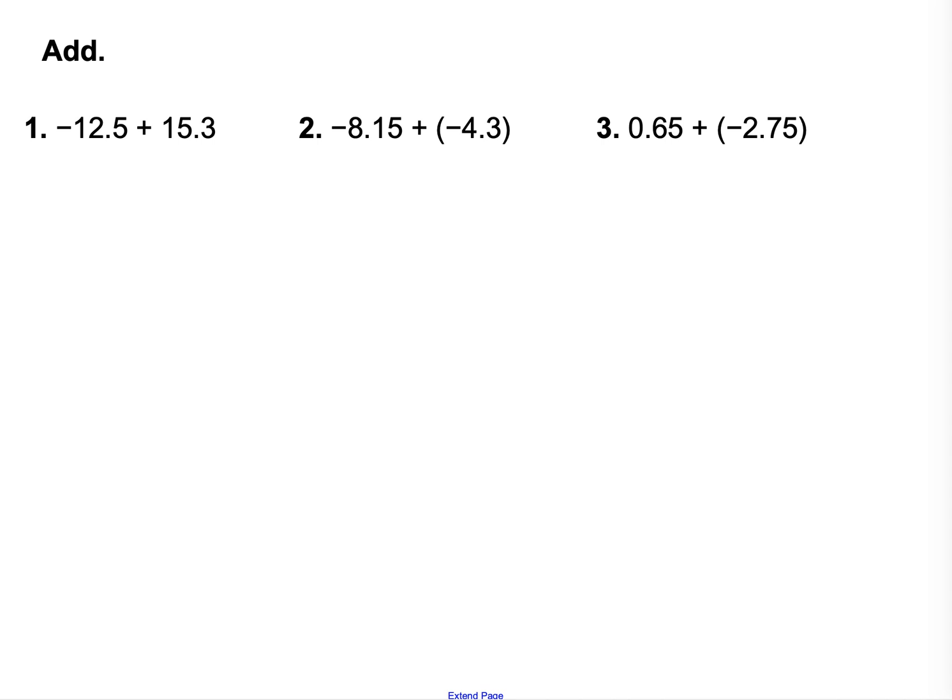Okay, take a moment to pause the video and try these next 3 problems on your own. Okay, let's go ahead and check our answers. So this one, again, bigger absolute value goes on the top. So I'm going to write 15 and 3/10 on the top. Then I'm going to add negative 12 and 5/10.